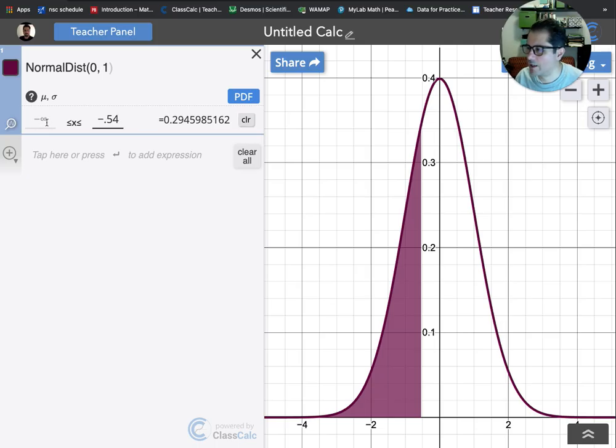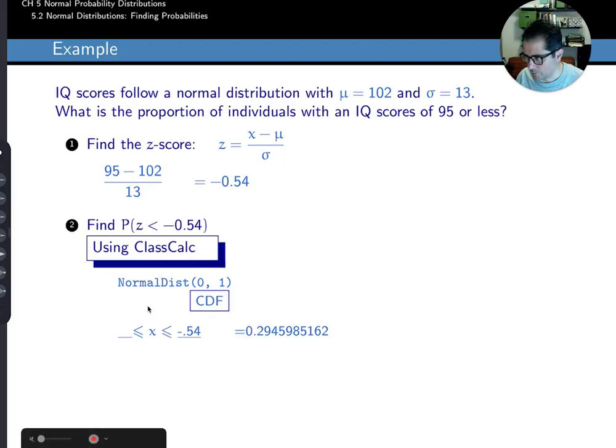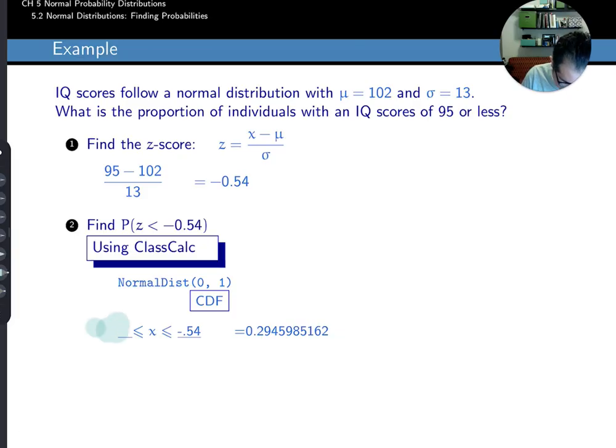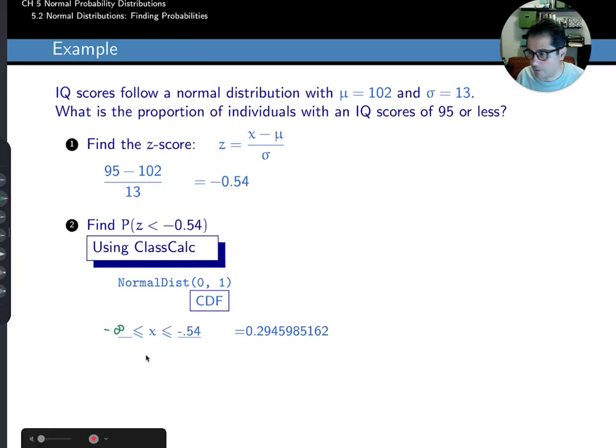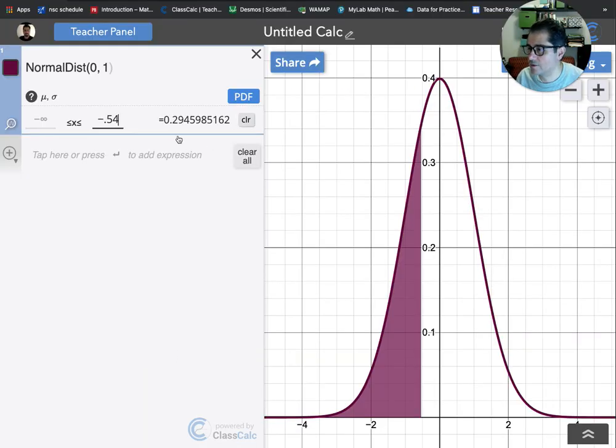Okay, so in my notes, I wrote this like, just leave it blank here. I can probably have it faded. You'll see here a negative infinity, but faded, it will just show up there. So the area is 0.2945. This is the area.